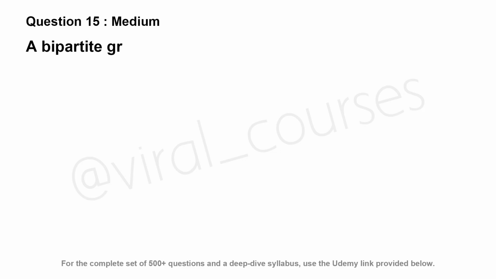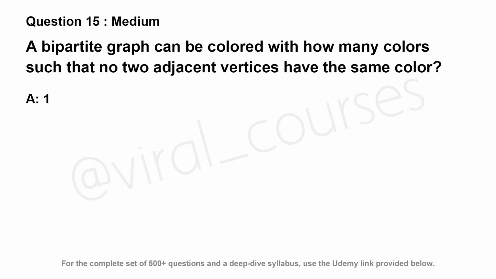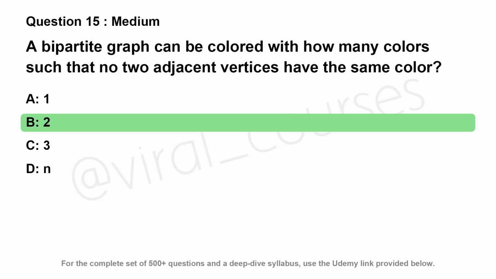A bipartite graph can be colored with how many colors such that no two adjacent vertices have the same color? Option A, 1. Option B, 2. Option C, 3. Option D, N. The correct answer is B.